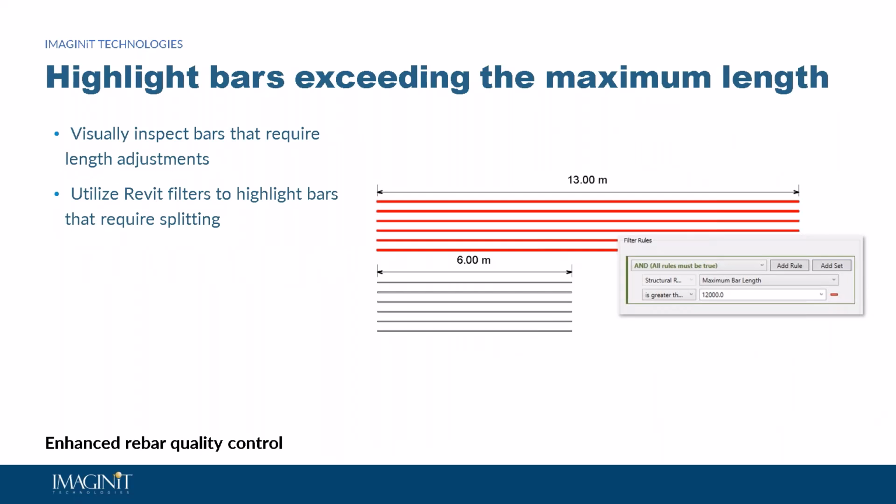There's also the ability, in your filters, if you want to give some visual feedback, to set up a filter that will help you visualize whenever you have an excessive amount of bar length. So there's a new parameter called maximum bar length. We'll go through that and demonstrate that in a minute.